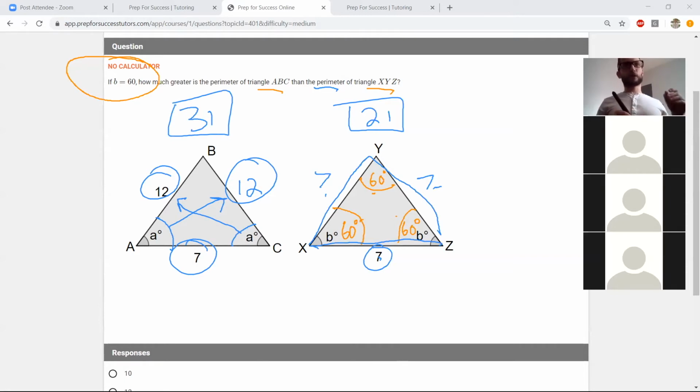The question now is asking for how much greater is the perimeter of the ABC triangle versus XYZ. Well, now all we do is 31 minus 21, which gives me 10. Okay. Does that make sense?